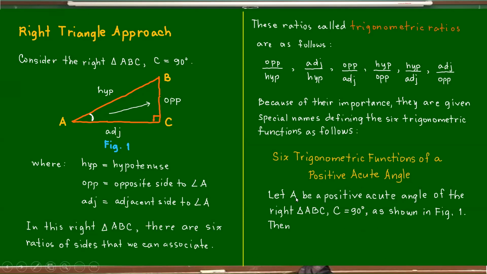So again, let A be a positive acute angle of the right triangle ABC with C equal to 90 degrees as shown in figure 1. This is figure 1. Then we have the following trigonometric functions of positive acute angle A. Sine of angle A, which is abbreviated sin A, and read as sine A, is equal to opposite over hypotenuse. So this first ratio in the list is given a special name, sine of angle A, or in abbreviated form, sin A.